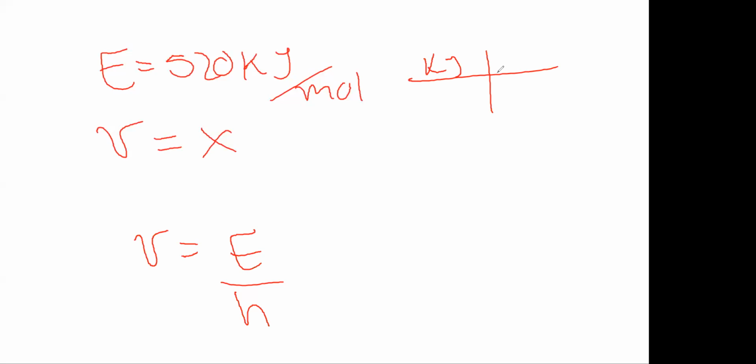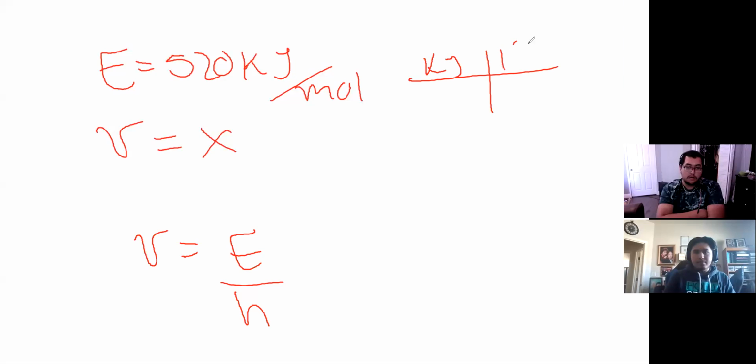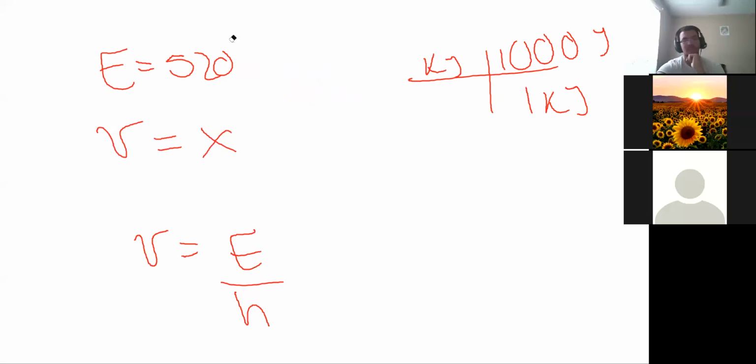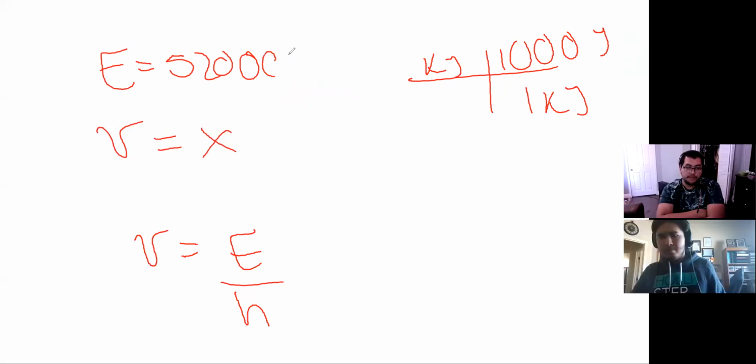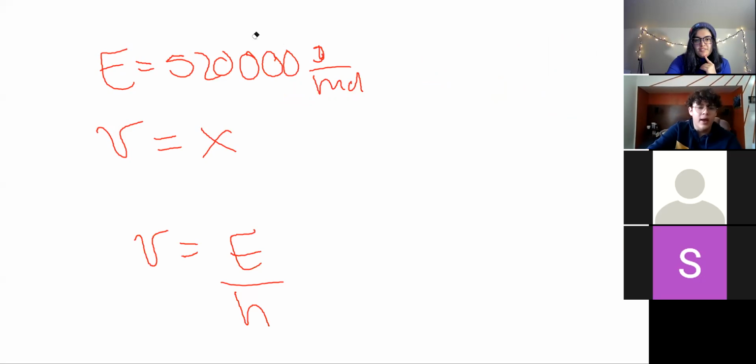You multiply it times 10 to the third. Well, yeah, you multiply it times 1,000, right? Because in every 1 kilojoule, you're going to have 1,000 joules. So you multiply 520 times 1,000, which should give you 520,000, right? So your new number for energy is going to be 520,000 joules per mole, right? So now, what are you going to do? What's the next step you have to take?